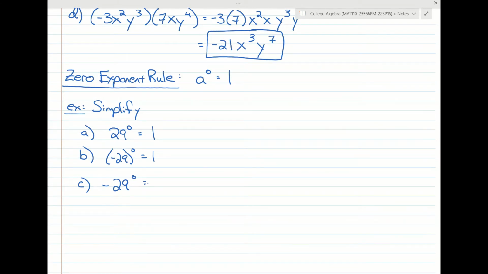So that is correct. With this problem, the answer would be -1, because really what this is saying is -1 times 29 to the 0 power. If you don't have that negative and the 29 together, you're just raising the 29 to the 0 power, not the negative. So 29 to the 0 power is 1. -1 times 1 is just -1. So just be careful of those. That's a common mistake people make.